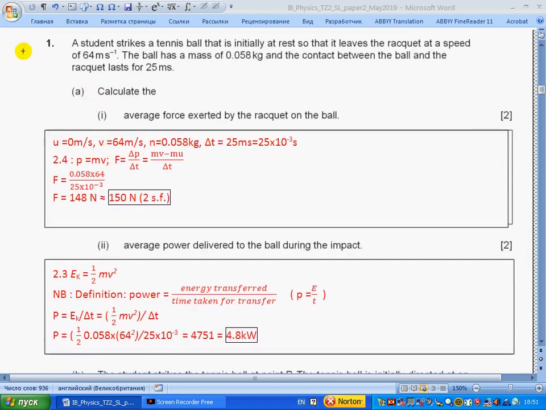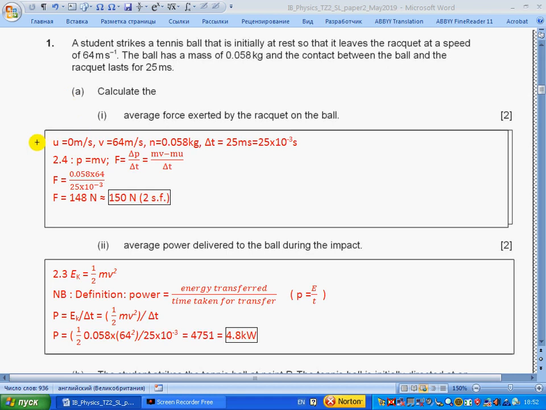Question 1. A student strikes a tennis ball that is initially at rest so that it leaves the racket at a speed of 64 meters per second. The ball has a given mass and the contact between the ball and the racket lasts for 25 milliseconds. A. Calculate I. Average force exerted by the racket on the ball.